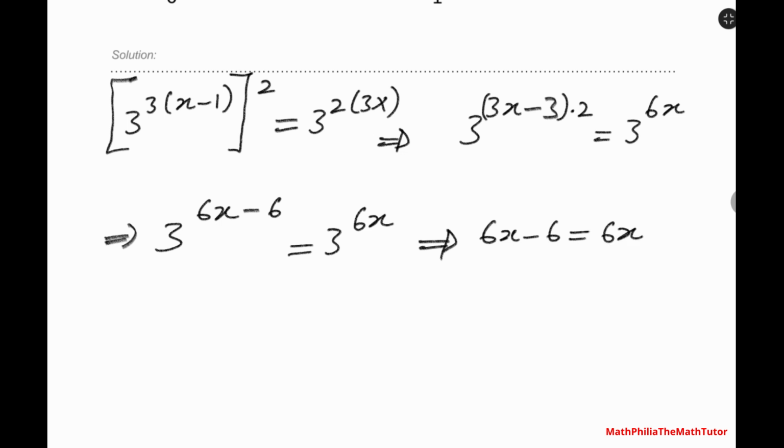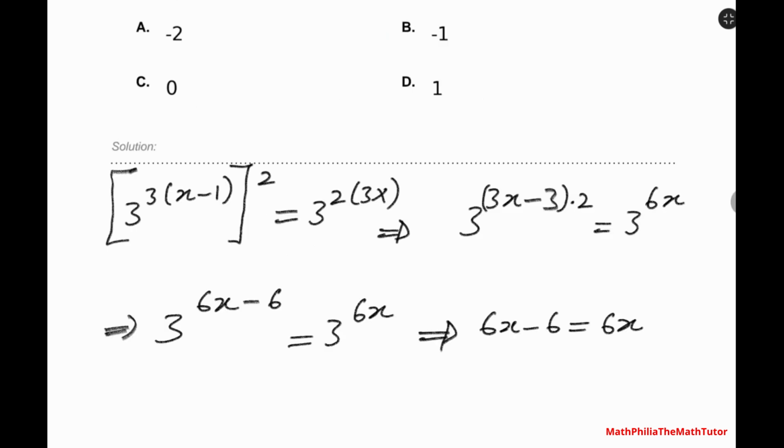I hope it is not confusing to you because I'm saying exponent, power, indices, they're all the same, okay? You don't have to be confused about that. Well, let's continue.